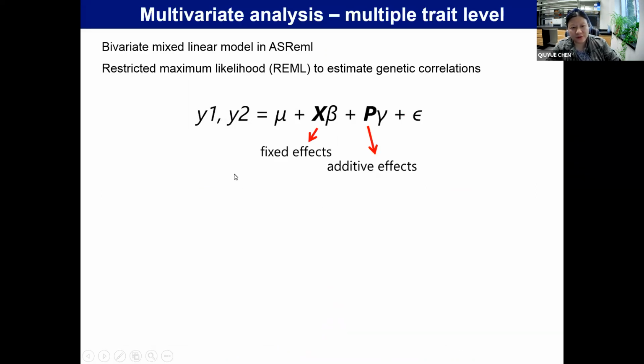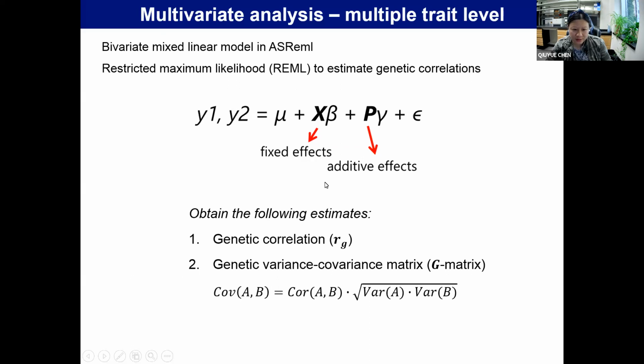So next, we perform the multivariate analysis, which is at the multiple trait level. We fit the bivariate mixed linear model in ASReml, and also use REML to estimate the genetic correlations between traits. In this model, we simplified compared to the univariate analysis due to computational speed. So we only include the additive effects as the random effect.